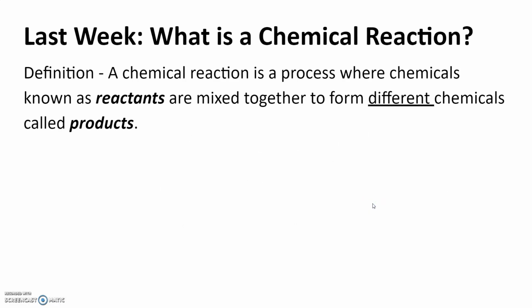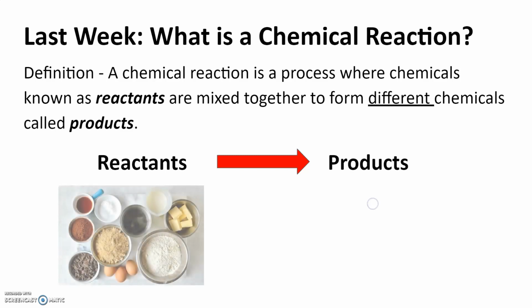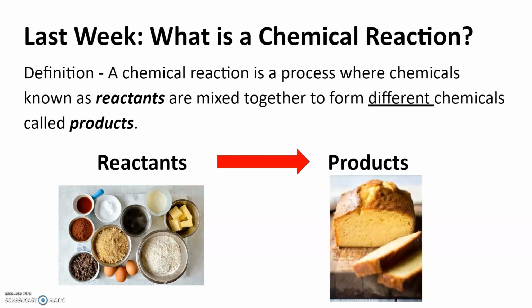So last week we learned about chemical reactions, and we said a chemical reaction is a process where chemicals known as reactants are mixed together to form different chemicals called products. And we sort of related this to cooking, where reactants are like the ingredients that you use when you're cooking. You mix those together, and the products are like the food that you make at the end.